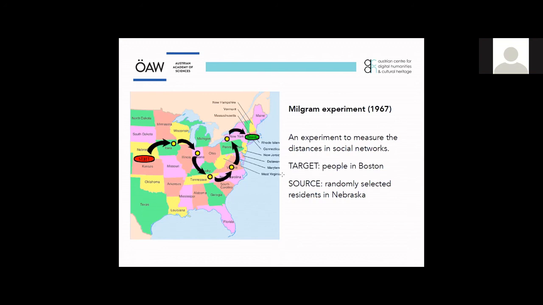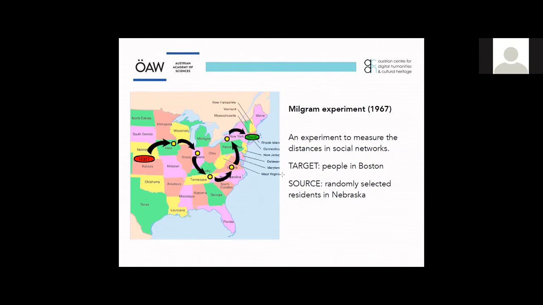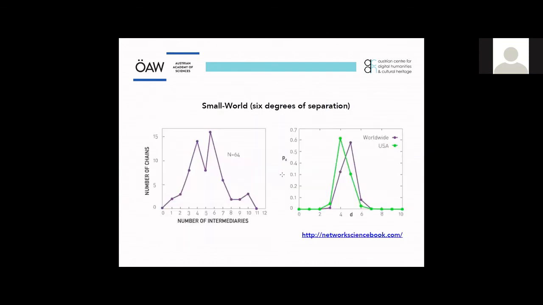So the result was very interesting, because the number of intermediaries was around 6, and this is known, maybe you know, as the six degrees of separation experiment. It was a first try, so the number of chains was very low, about 60 persons.